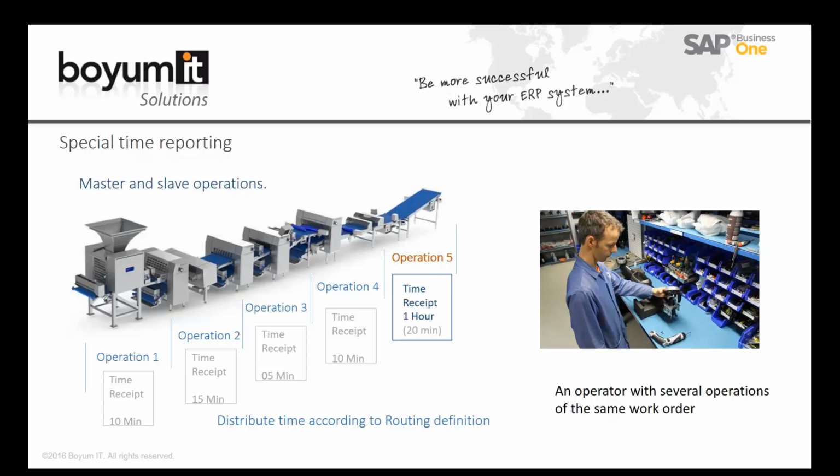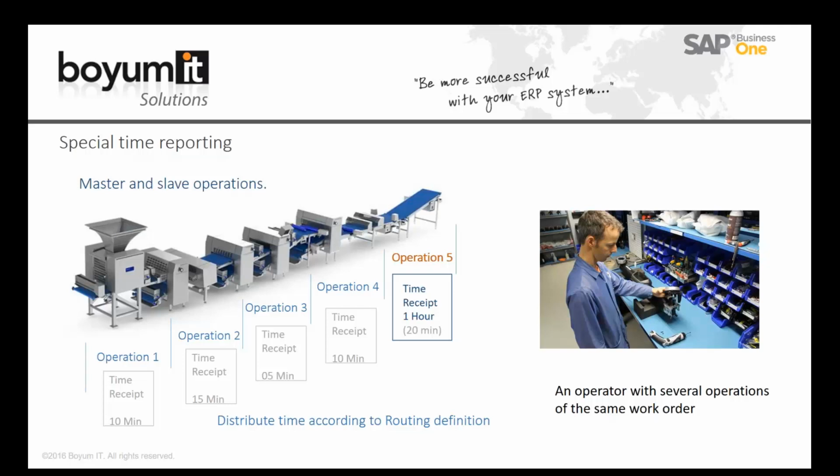Probably I report 1 hour, but the system says, so 1 hour here, just one time received, but automatically it's going to create a time receipt for the operation 1, imagine 10 minutes or 15 minutes or 5 minutes. So depending on the minutes, this is a percentage calculated depending on the time that we provide at the operation. This is the way that the system is going to distribute. Another way to distribute, we report here in actual time, but the rest of the time is going to be according to the plan information.